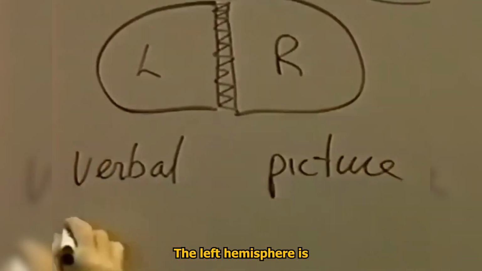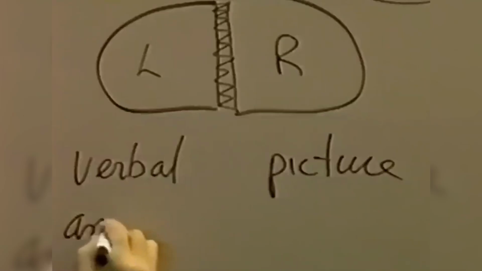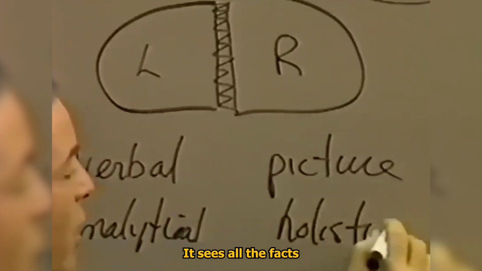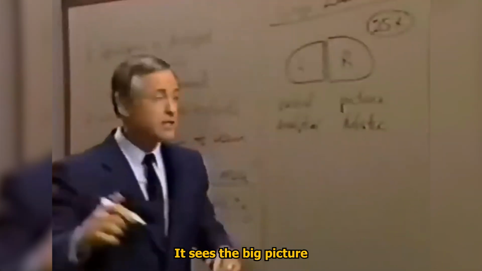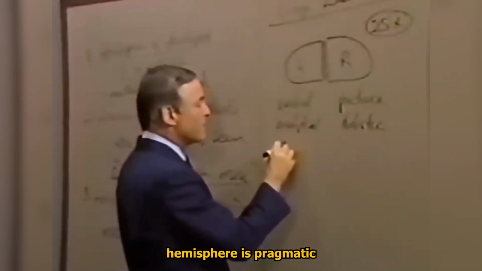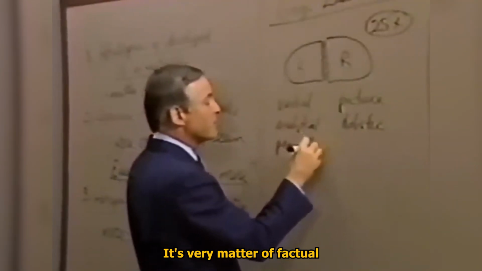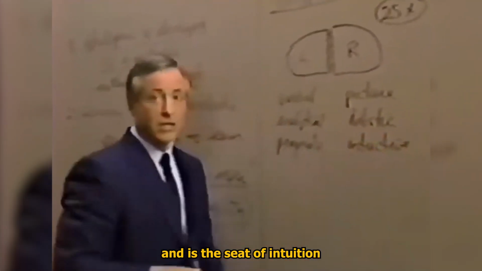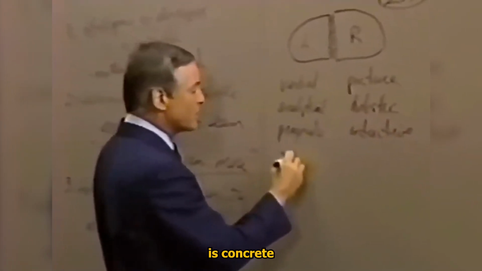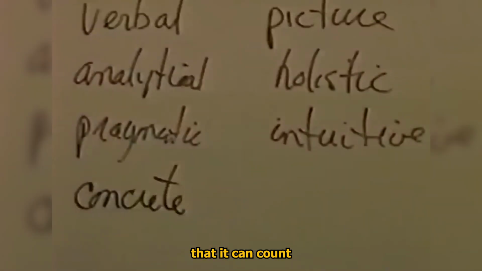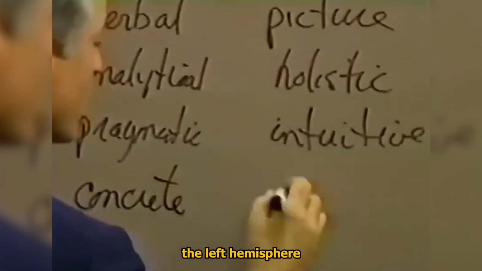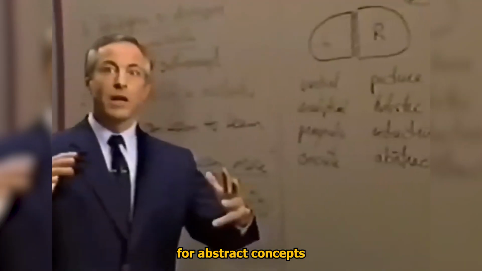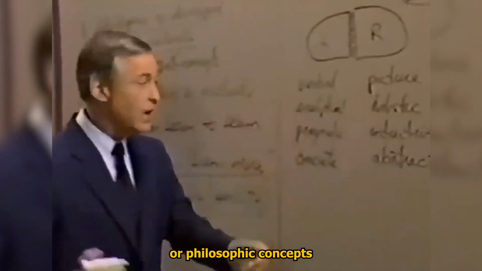The left hemisphere is analytical, whereas the right hemisphere is holistic. It sees all the facts and information. It sees the big picture, if you like. The left hemisphere is pragmatic. It's very matter-of-fact. The right hemisphere is intuitive and is the seat of intuition and feelings. The left hemisphere is concrete. It likes to see things that it can count, touch, taste, and feel. The right hemisphere is abstract. It's responsible for abstract concepts, scientific concepts, artistic or philosophic concepts.